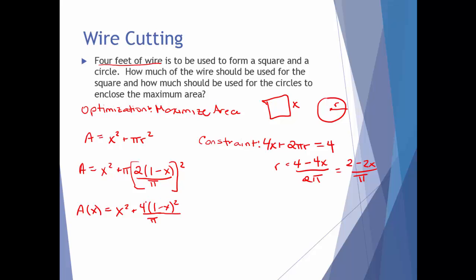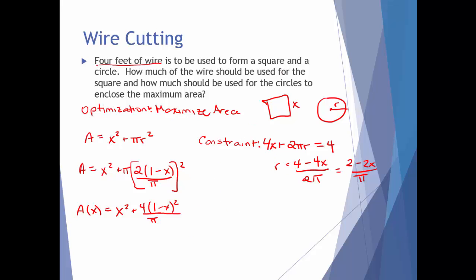Now, of course, I can do things like square the 1 minus x and distribute the 4 after that. But I know I'm going to end up taking the derivative of this thing, and I think leaving it like this will actually make it a little bit easier to take its derivative. But before I do that, let's do the domain real quick.